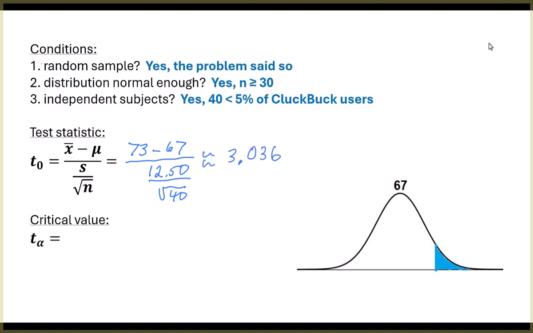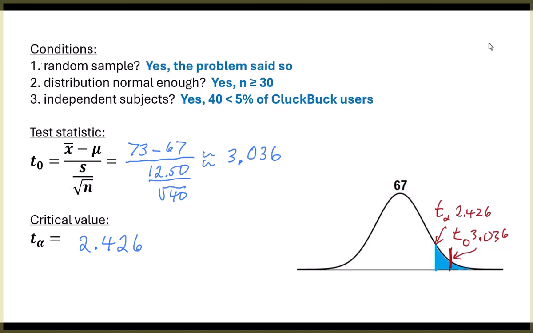All right, so we're here. Got our critical value of that. And then I'm going to place those two numbers, my t sub 0 and my t alpha, over here. There's t alpha, there's t sub 0.